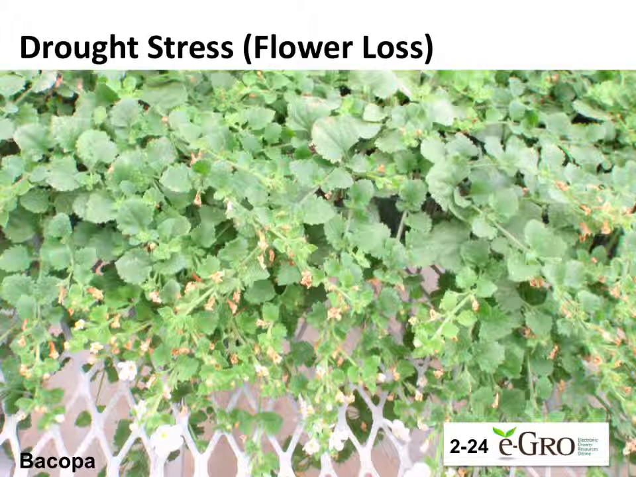So you can go back to the e-GRO website, e-gro.org. And then under the alerts, just go on down to 2.24, and then you can see the actual full-blown article that we did on this particular problem. So, drought stress and Bacopa don't go along very well together, so you need to avoid stressing them to keep the flowers on the plant.